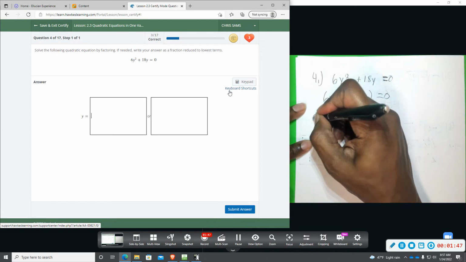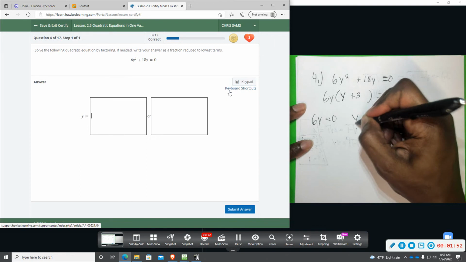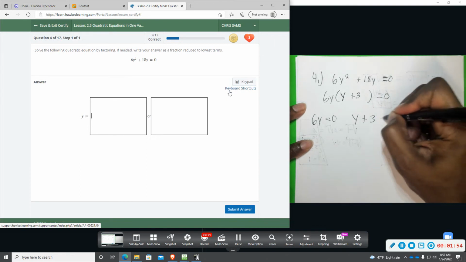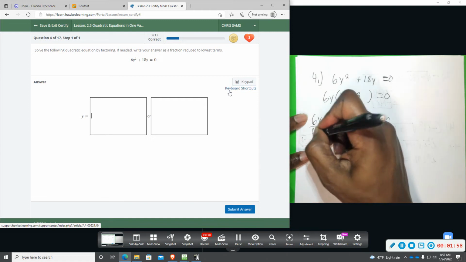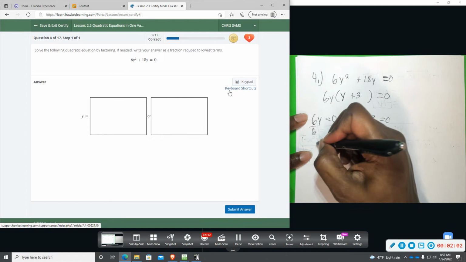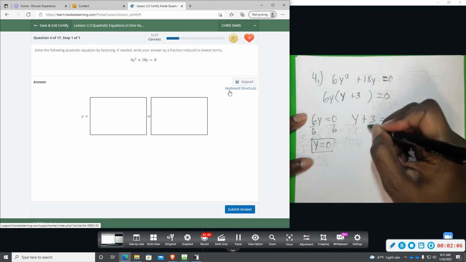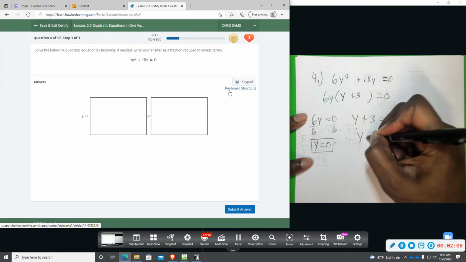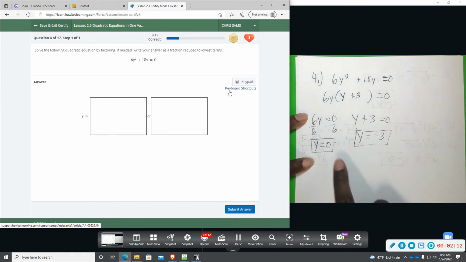So 6y, we're going to set that equal to 0. And then y plus 3, set that equal to 0. Now to solve for y, we just have to divide by 6, and 0 split 6 ways is still 0. So y equals 0 is one answer. And then subtract 3, and we get y equals negative 3. So these will be our 2 answers here, 0 and negative 3.